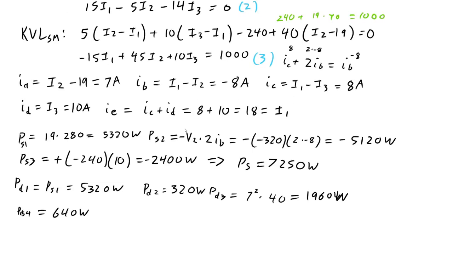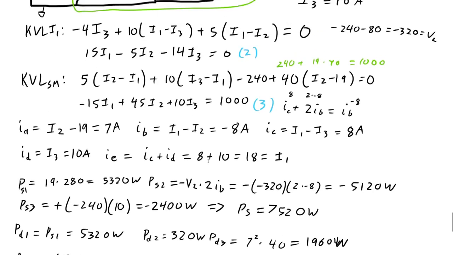So let's go add these all up. I wrote the wrong number here. This is supposed to be 7520. So 7520 minus 5320 minus 320 minus 1960 minus 640. Let me double check my math. Am I missing a source? Because I got a negative. Let's check the math.